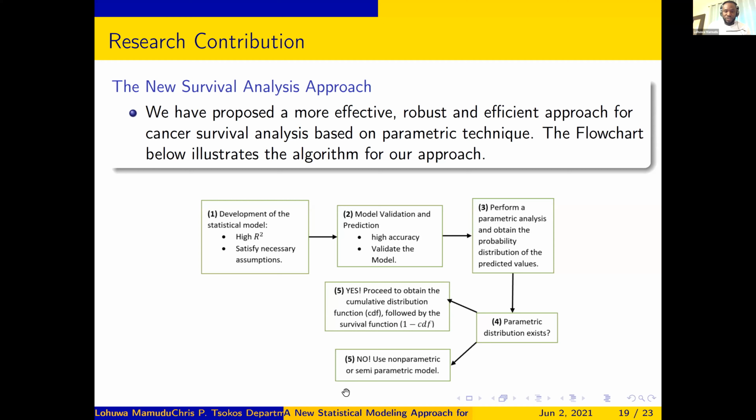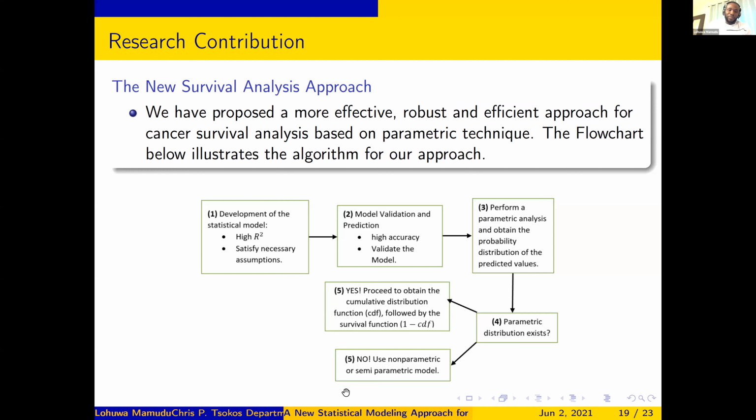If a parametric distribution exists, then we proceed to finding the cumulative distribution function, which is the CDF, and subsequently finding the survival function. If no parametric distribution exists, then we still recommend the use of non-parametric analysis or semi-parametric analysis. In this case, the Kaplan-Meier for the non-parametric analysis, and the Cox proportional hazard for the semi-parametric analysis.